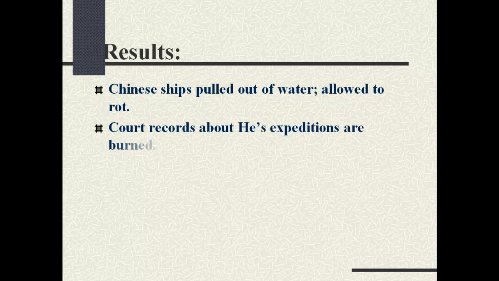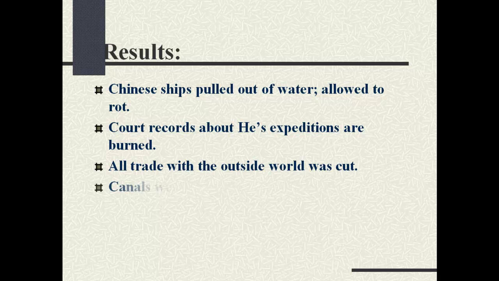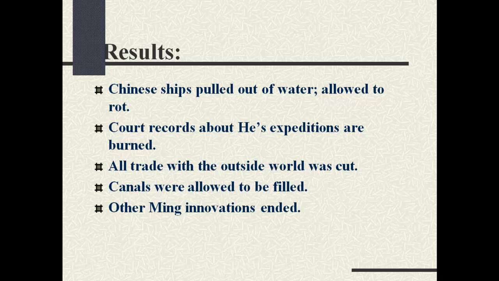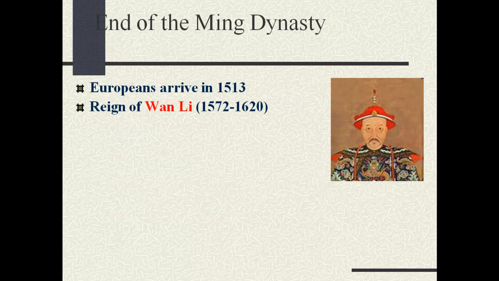So there are some results. Chinese ships pulled out of water. They were allowed to rot. Actually, the emperor gave an order to have these ships burned. You have court records about Hay's expeditions burned. All trade with the outside world was cut. Canals were allowed to be filled. And other Ming innovations also ended. End of the Ming Dynasty.